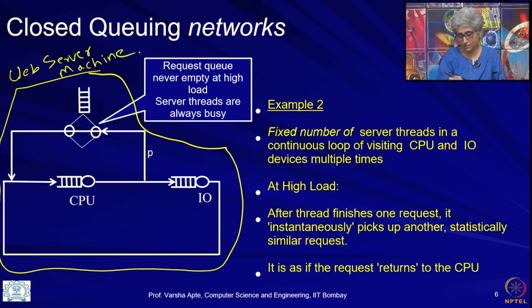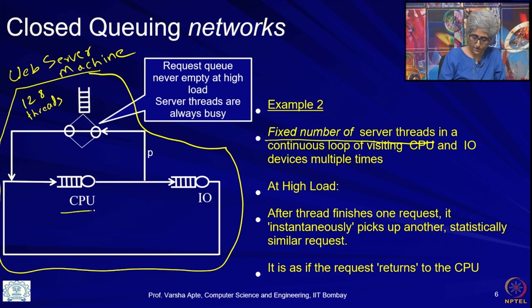Okay. And now in this picture we are not modeling the end users that are sending requests to this machine. The scenario is we are looking at a system in which there is a fixed number of server threads. So, let us say this web server is configured with 128 threads, which is a very typical number that a web server is configured with, and those threads are going to be in this machine using a little bit of CPU. They will have a CPU burst.